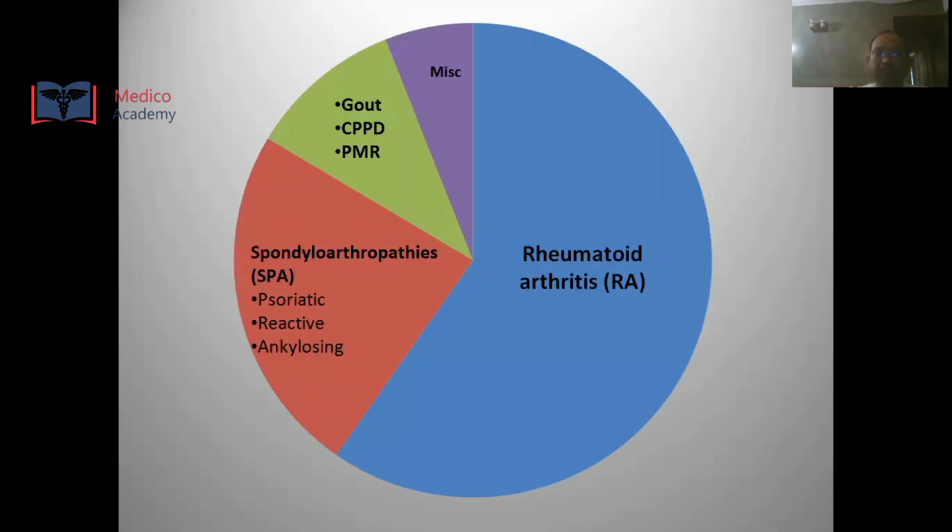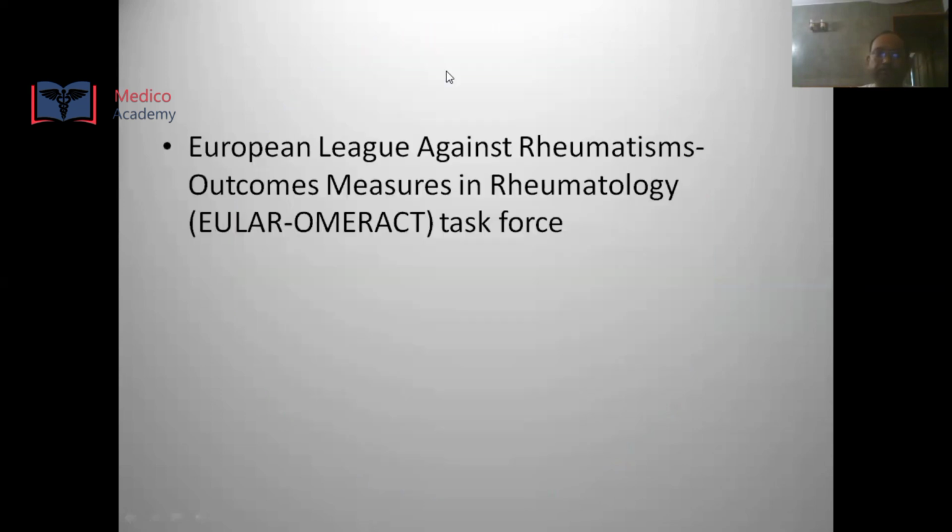Based on the classification of inflammatory arthritis, the majority of the cases are rheumatoid arthritis. There are other large groups which consist of spondyloarthritis, consisting of psoriatic, reactive, and ankylosing spondylitis, gout, calcium pyrophosphate deposition disease, and polymyalgia rheumatica, also to consider a big group. And there are also some undifferentiated inflammatory arthritis which go into the miscellaneous group. The protocol for ultrasound evaluation of arthritis is followed as per EULAR OMERACT, the European League Against Rheumatism Outcome Measures in Rheumatology Task Force.